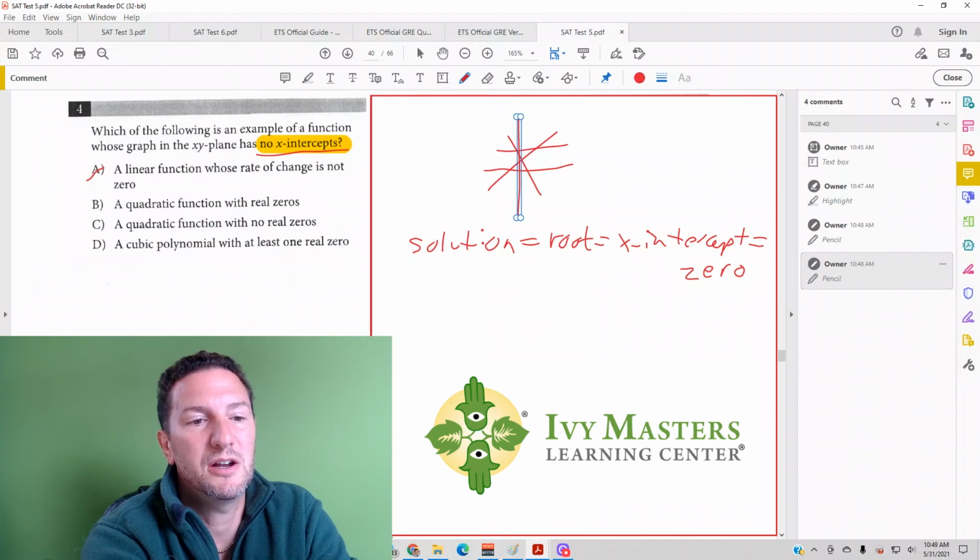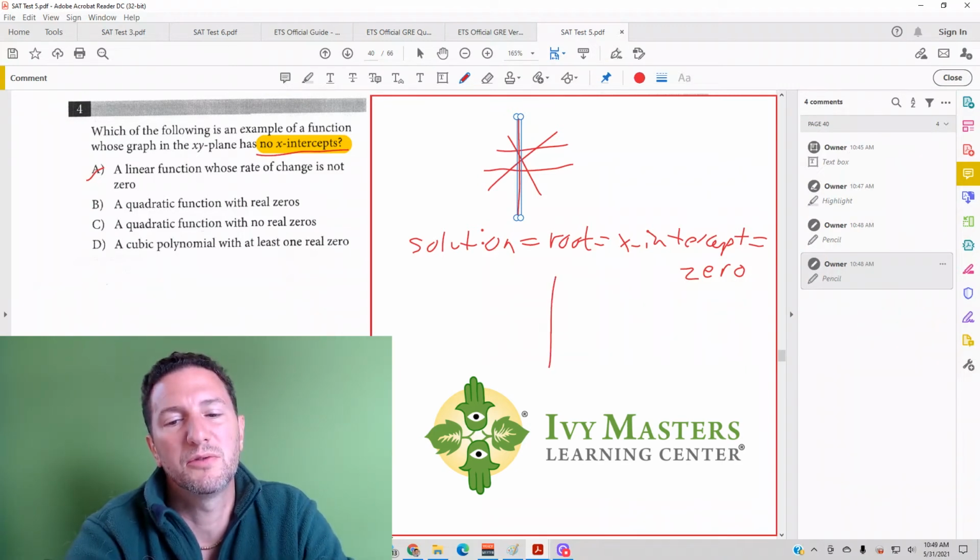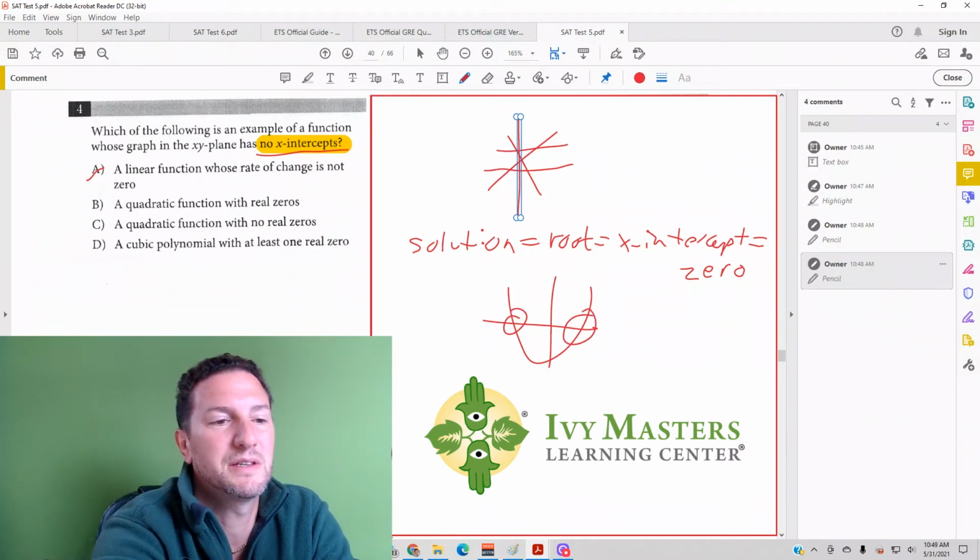Answer choice B, a quadratic function with real zeros. You might know that a quadratic function looks like a parabola. That's got 2 real zeros. It's got 2 x-intercepts. Same thing.